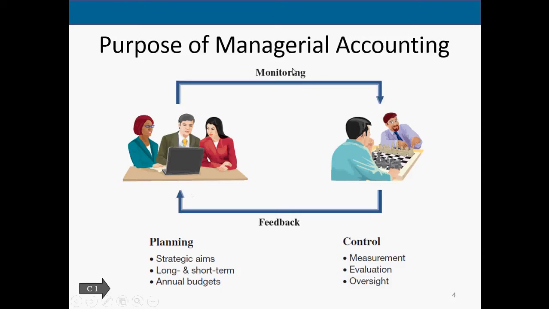We monitor that plan. Well, how do we monitor it? We monitor it by putting it side by side with actual results, what really did happen. And with those actual results sitting next to the plan, we then have the ability to control. We can measure, we can evaluate, we can provide oversight. Basically, we're going to find out what's different from the plan. Did we go over? Did we go under? Did we hit our goal right on? And then what do we need to do to revise the plan? And that's what feedback is about. It's about revising the plan, revising our strategy, revising our goals, revising our budgets, and the cycle starts all over again.